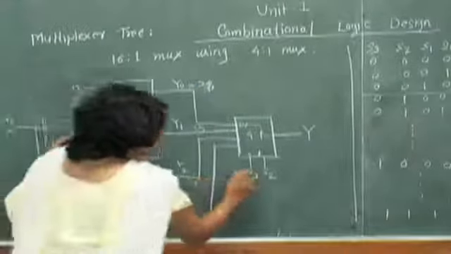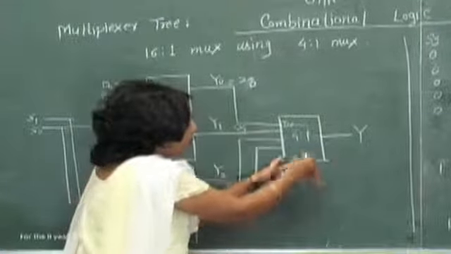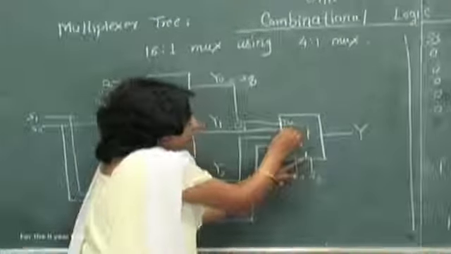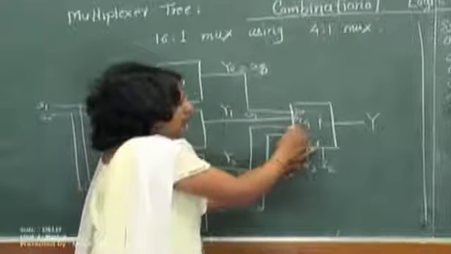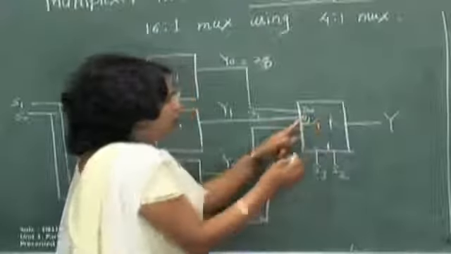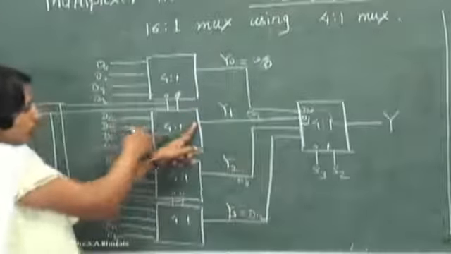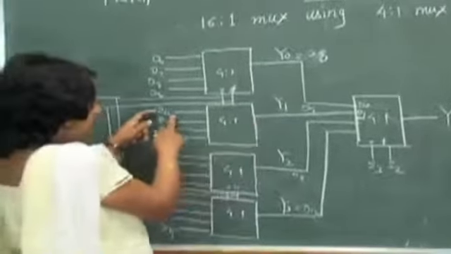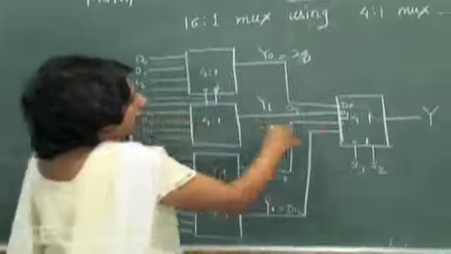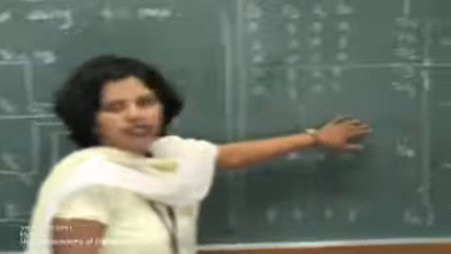Now what are S3 and S2? It is 0, 1. When it is 0, 1, what will happen? This one will activate the D1 line and the D0 line will be deselected. All other lines are deselected and only the D1 line will be selected. What is D1? D1 is nothing but the D0 line of this 4:1 mux, which we are making as D4. So in this case the D4 line is connected to Y. So here mux 2 is selected.